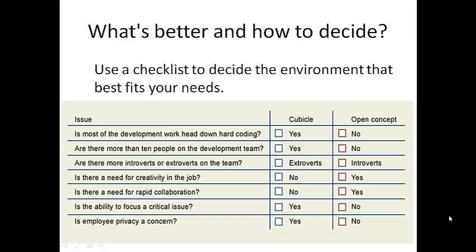So, which process is better and how to decide? Use a checklist to decide the environment that best fits your needs. Answer the questions and add up the check marks to help decide which layout to adopt. It really depends on the task at hand and the people who will inhabit the environment. So it cannot be generalized and you must decide which is better for your needs.